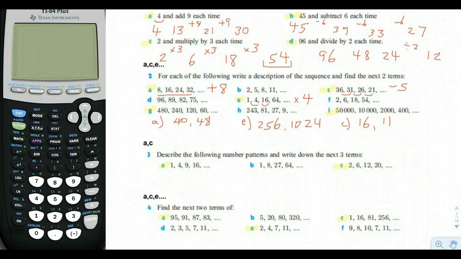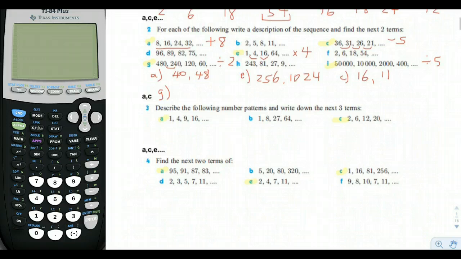Okay, what about G? Looks like we're dividing by 2 every time, right? Dividing by 2? Yeah, it looks like we're dividing by 2. Okay, so that would be G. It's pretty easy to find the next 2 steps. And what about I? Let's see, it looks like we're dividing by 5 every time. Okay, so that'll get you started on those.